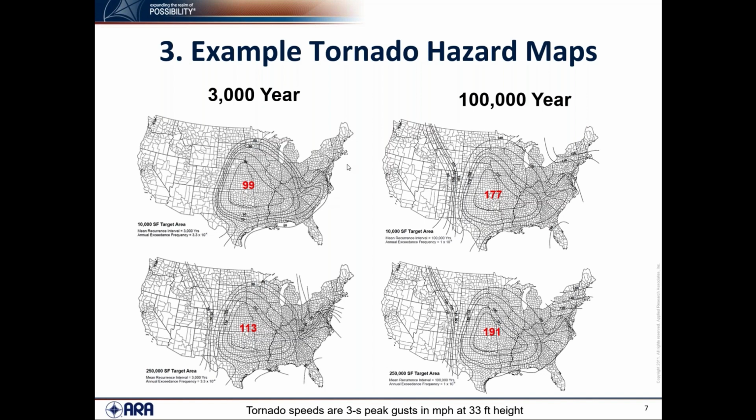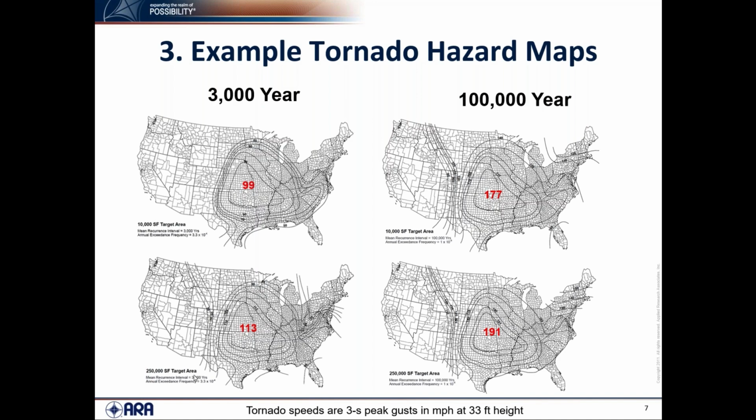So what does this actually look like in terms of maps? The left-hand column is a couple of maps at the 3,000 year return period, the mean recurrence interval. And we can see the contours, and just because these are kind of small to try and show several at a time, I just showed you the maximum wind speed in the interior of the US here with tornado speed would be 99 miles per hour. This is for a 10,000 square foot target area.